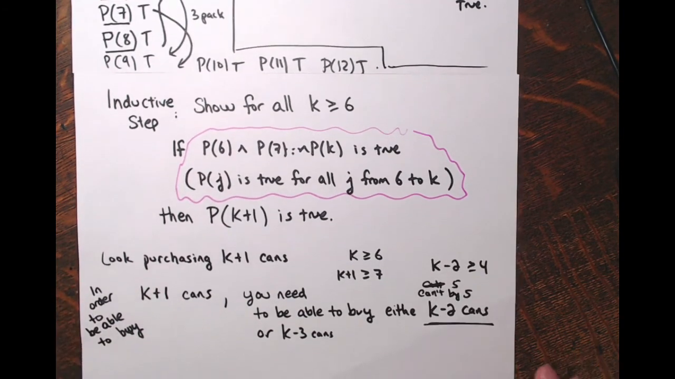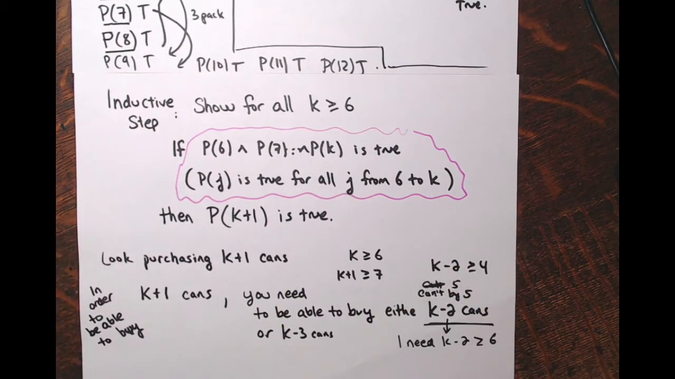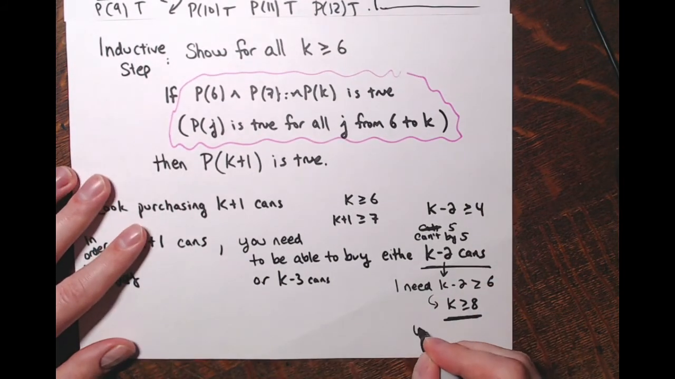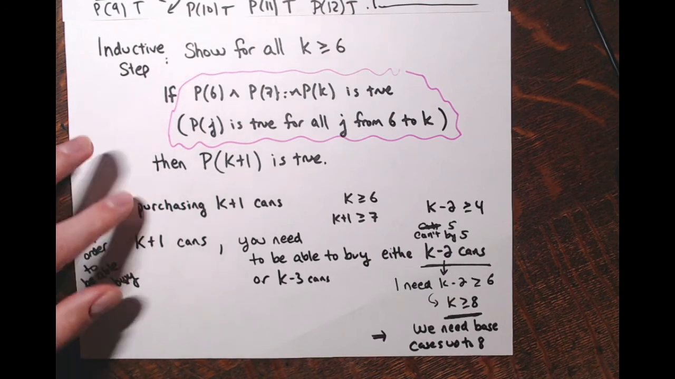So what I need to happen here, I need k minus 2 to be greater than or equal to my lowest base case. I need k minus 2 to be greater than or equal to 6. And if that's the case, that means I need k to be greater than or equal to 8. That means we need base cases up to 8. So I have too few base cases. We need base cases up to 8.